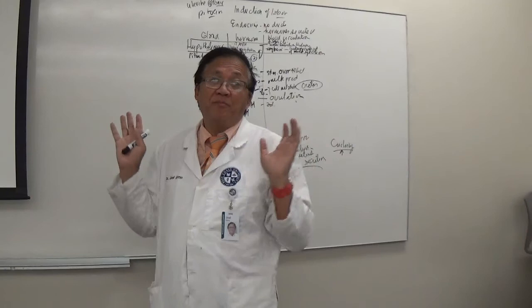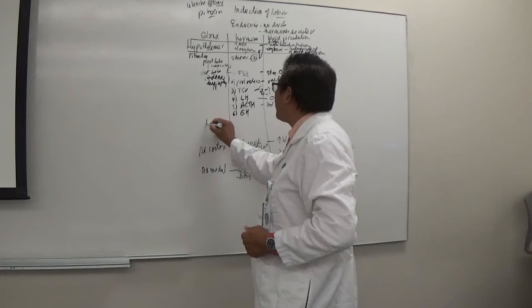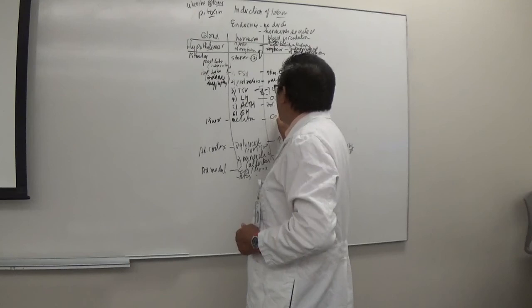Okay. Now what else? So let's go to, what about the pineal gland? Melatonin, and what is this for? Circadian rhythm, right? And you know what is circadian rhythm? Waking and sleeping cycle, you wake, sleep, wake, sleep.